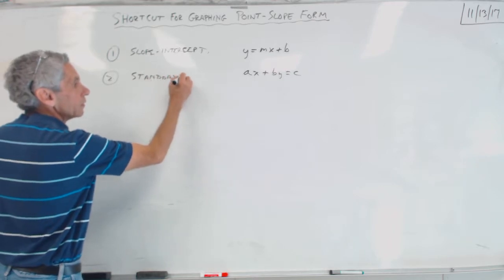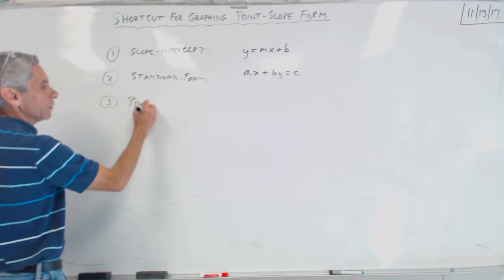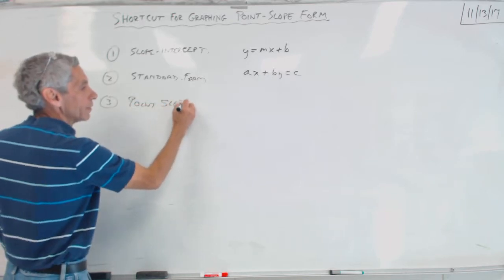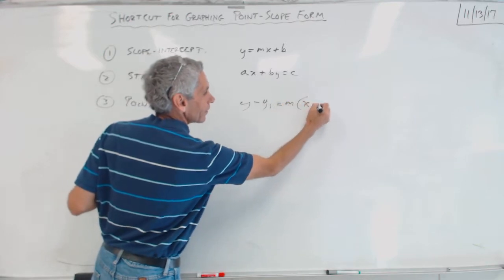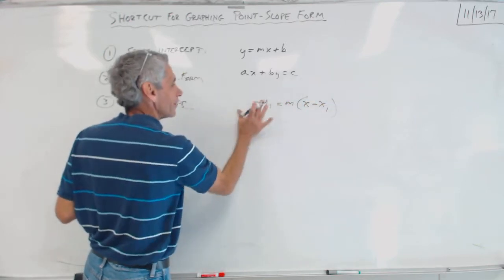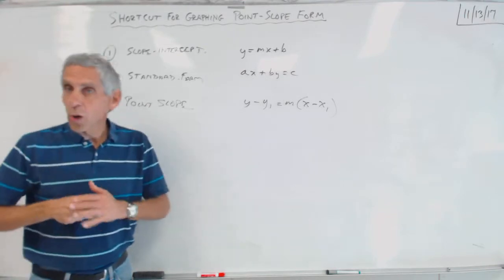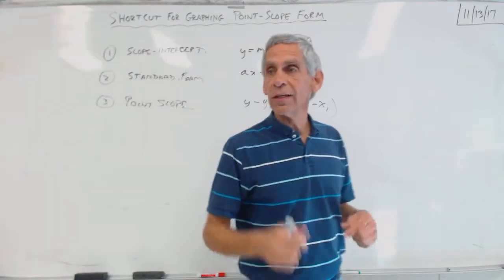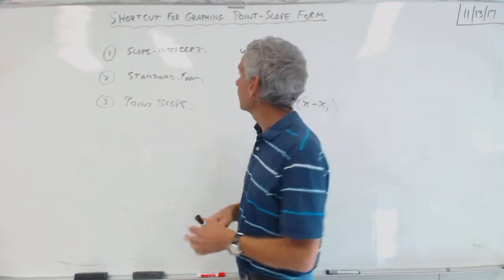And the last one is point-slope, right? It has a scary equation, but it's not really: y minus y sub 1 equals m times parentheses x minus x sub 1. Right, very nice. So those are the forms of equations you're going to see again and again and again from me all year long, so you want to memorize them.